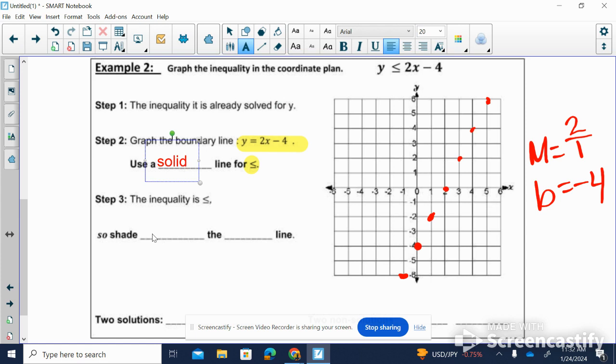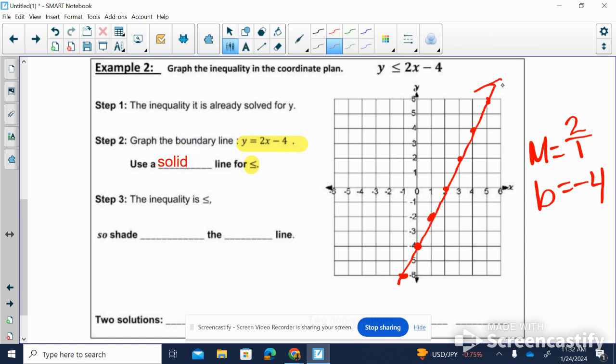So I go onto my graph and I use a solid line to connect all of the dots. I would put my straight edge down, so my ruler, and I would just follow it along the lines, putting those arrows on the end to indicate that it does continue.